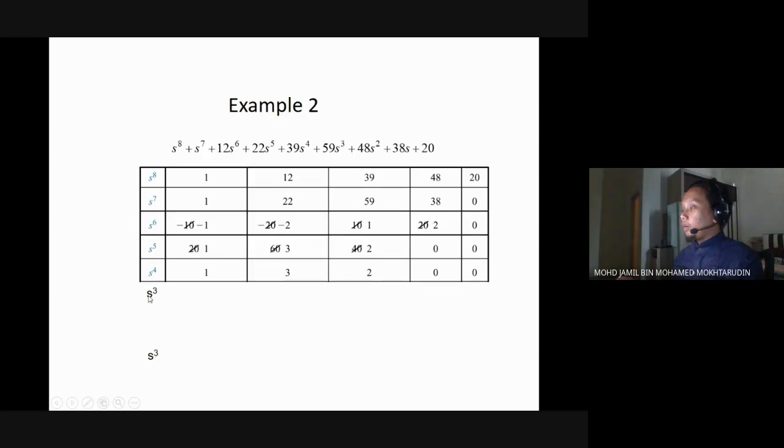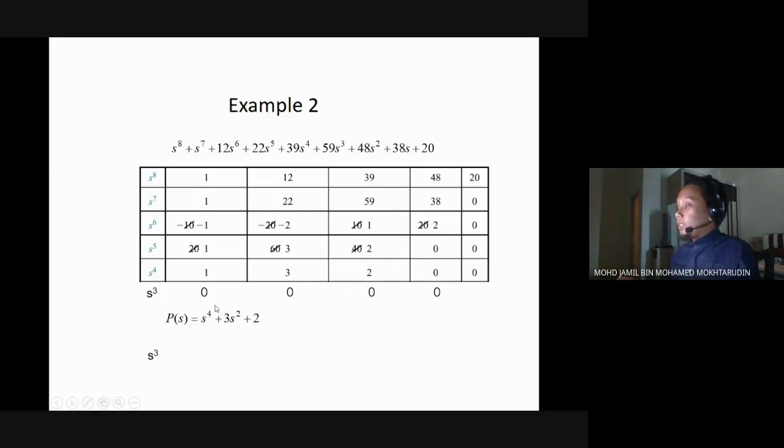And then on row S3, suddenly you will get 0 for the entire row. So when you get 0, you need to look at the row above S3, which is S4, and you need to create a new polynomial. So in this case, the polynomial will start with 1 s power of 4 plus 3 s squared plus 2 s power of 0, or plus 2 only.